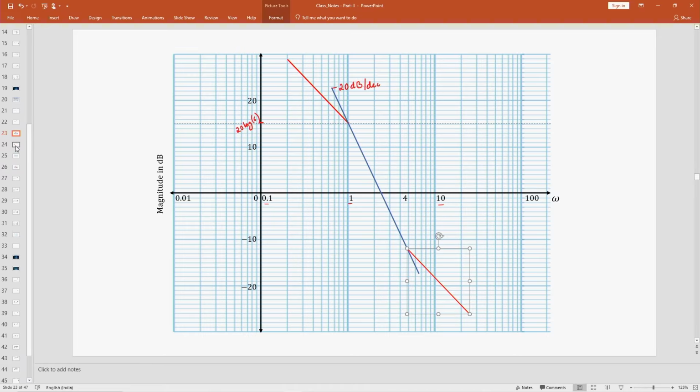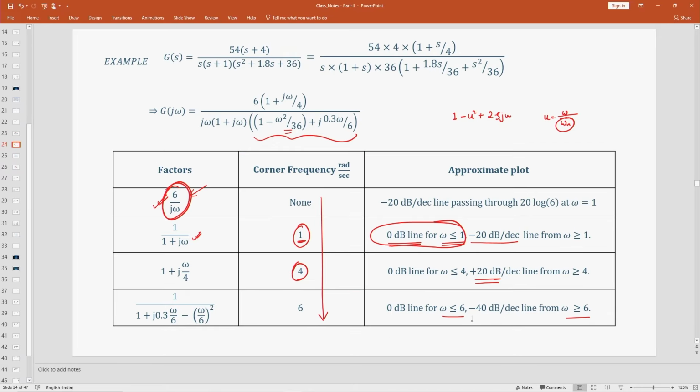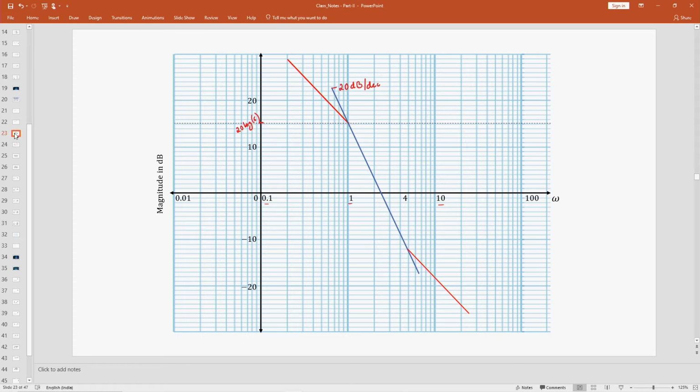Next comes 6. From omega greater than or equal to 6 we have minus 40; for omega less than 6 there will be no effect. So, for omega greater than or equal to 6 we will have minus 40. Remember, this is a minus 40 dB per decade line, this part. This is the part of the plot that will be required; the rest, the blue part, is not required. Now, from here it is again minus 40 plus 20, so this becomes a minus 20 dB per decade line up to 6. So, up to this is 4, this is 5, this is 6. After this there will be another change.